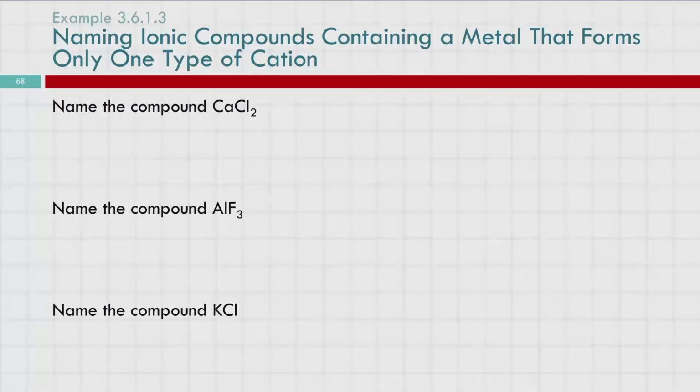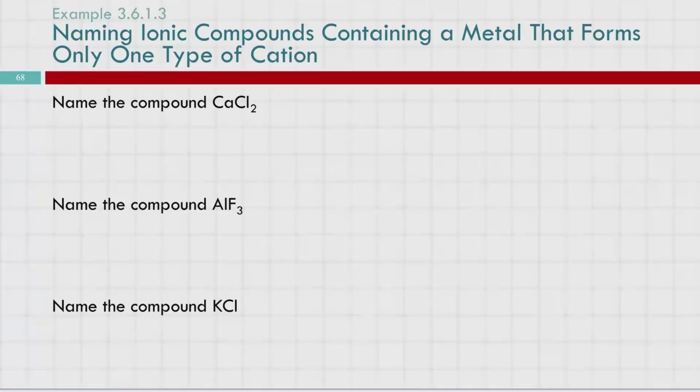So a couple examples. We've got CaCl2. What is Ca? Ca is calcium. Calcium only forms one type of ion. It only forms calcium 2+. Cl is what? Chlorine. Chlorine also only forms one charge. It's always Cl minus. So calcium, and then chlorine, when we make it an ion, becomes chloride. So the whole name is calcium chloride.